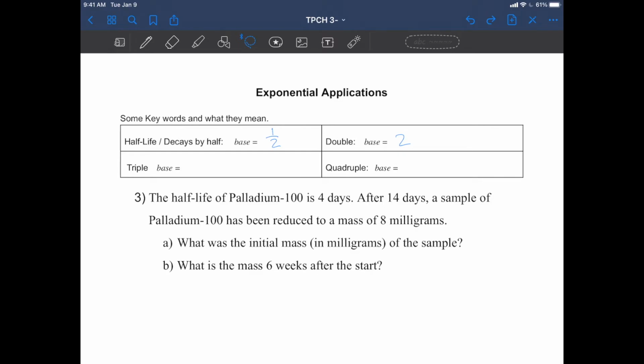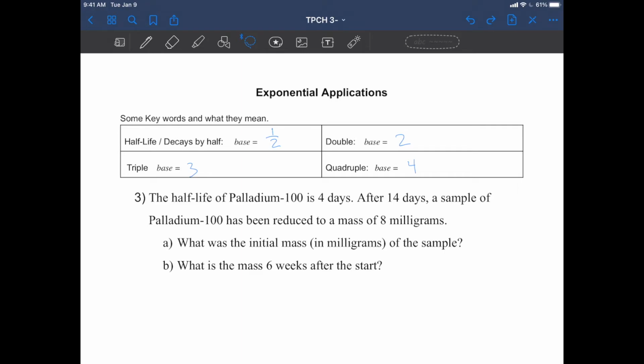If something is tripling, the base will be 3. And if something is quadrupling, the base will be 4. So I think you kind of understand what's going on here. The words will help you determine what the base is. So let's go ahead and try this example.